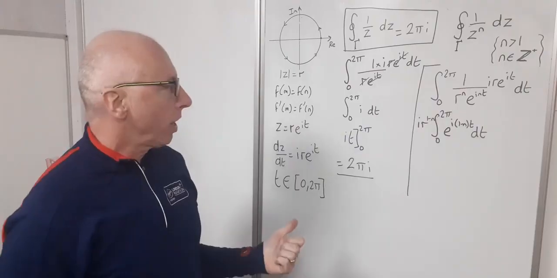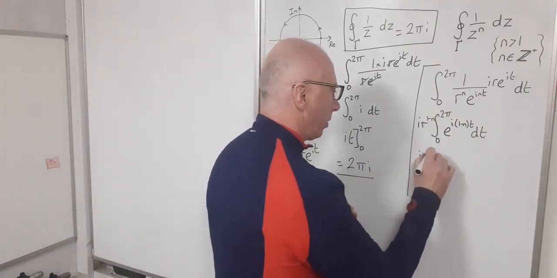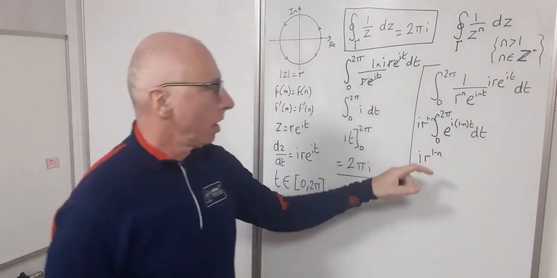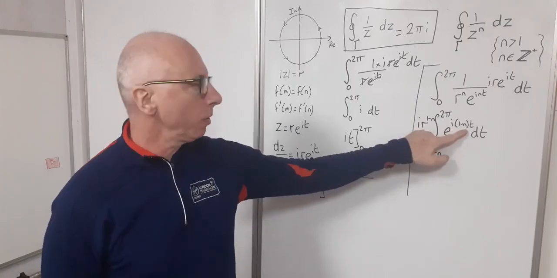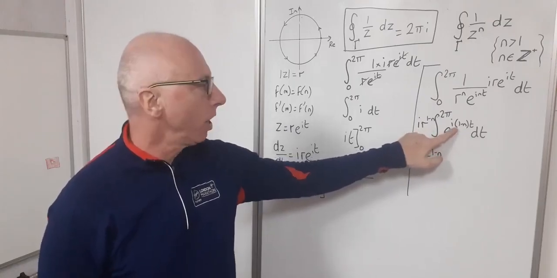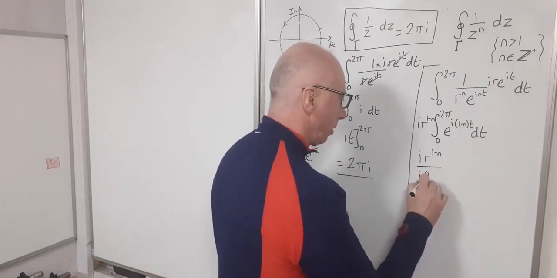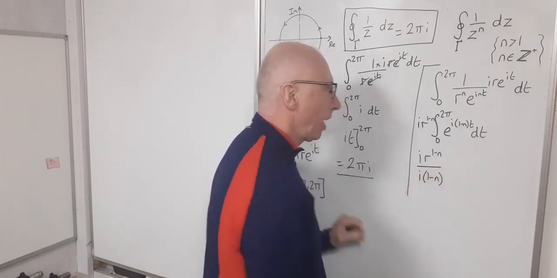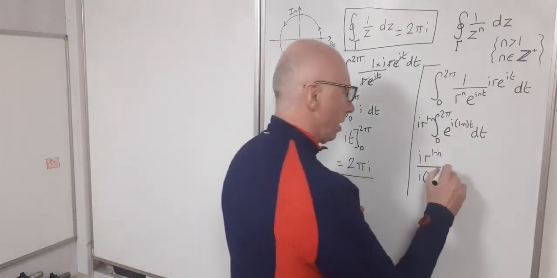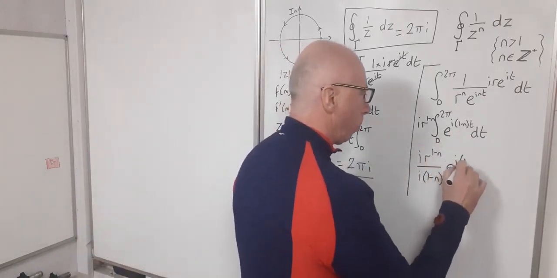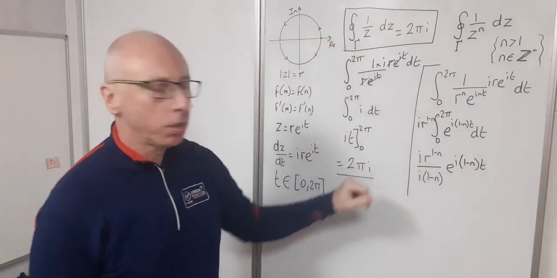Okay, now we can integrate this. So we've got i r to the 1 minus n. Now we need to divide by what we've got inside here as our multiple of t, so it's i(1 minus n). So we divide by that, i(1 minus n). And then this exponential will simply stay as it is, so we've got e to the i(1 minus n)t. And that's all calculated from 0 to 2 pi.